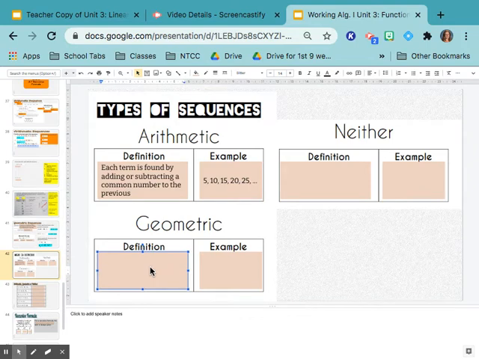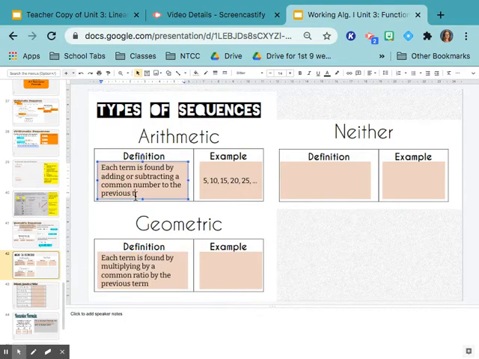Okay, geometric. How is geometric found? The sequence of numbers where each term after the first is found by multiplying by some ratio. Yes. So each term is found by multiplying by a common ratio by the previous term. Put term up here too. Each term is found by multiplying a common ratio by the previous term. There we go.